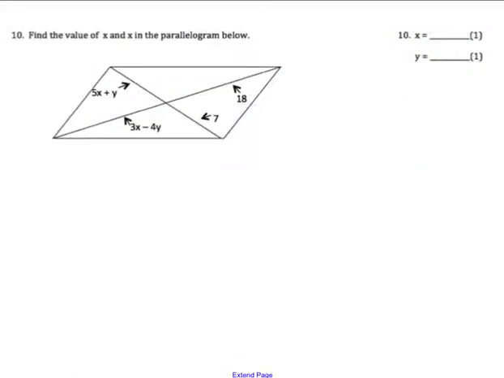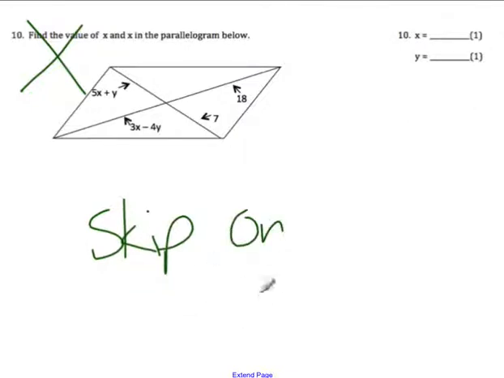I'm going to have you skip number 10, and you can also skip it on the quiz as well. I'm not going to grade that one because we didn't really talk about it in class.